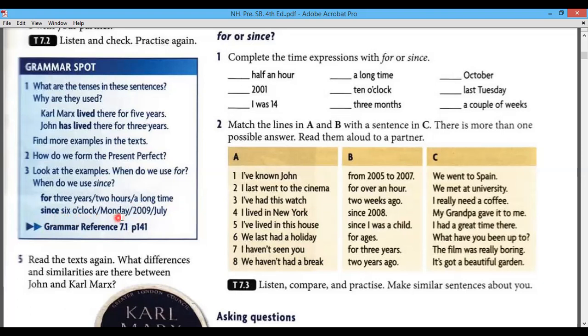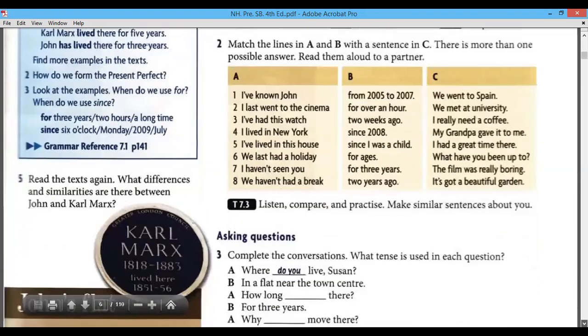Since 6 o'clock, since Monday, since 2009, since July. Okay, yeah, so can you now go to the grammar reference 7.1, page 141? Please spend your time reading those grammar spots by yourself, and then we will go through them together when we have time. Now let's go to number 5, everyone.